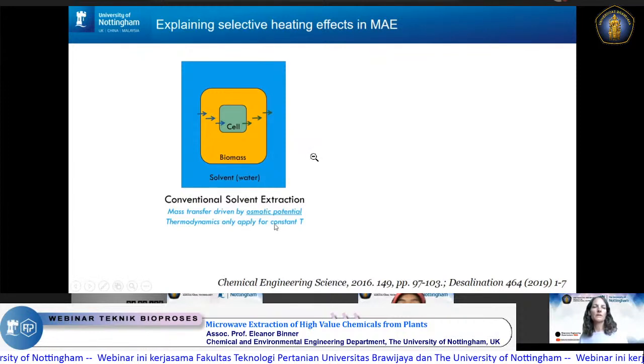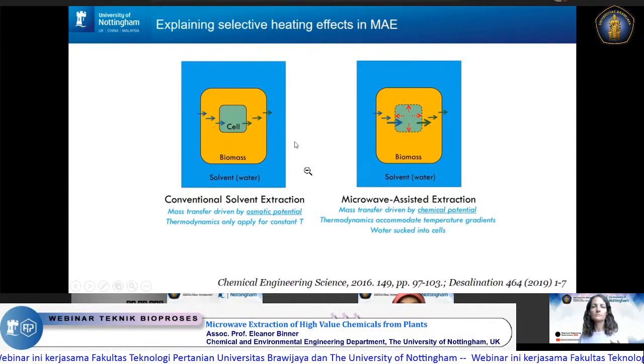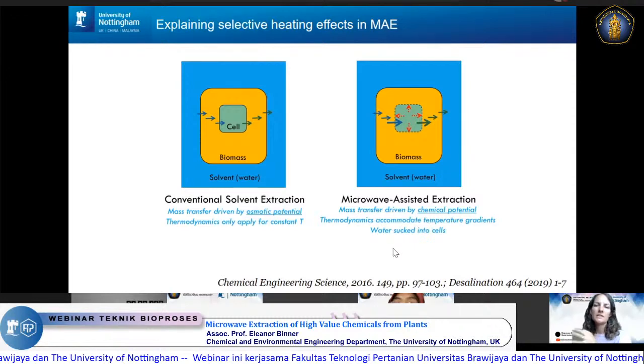Now, this only applies for constant temperature, because in conventional heating, the temperature of the system is all the same. However, we started thinking about this, and in 2016 we published a paper on this, the Chemical Engineering Science reference that I've put down there. We started thinking about what would happen if you could selectively heat the material inside the cell, so the temperature inside the cell and inside the biomass is higher than the temperature in the solvent.